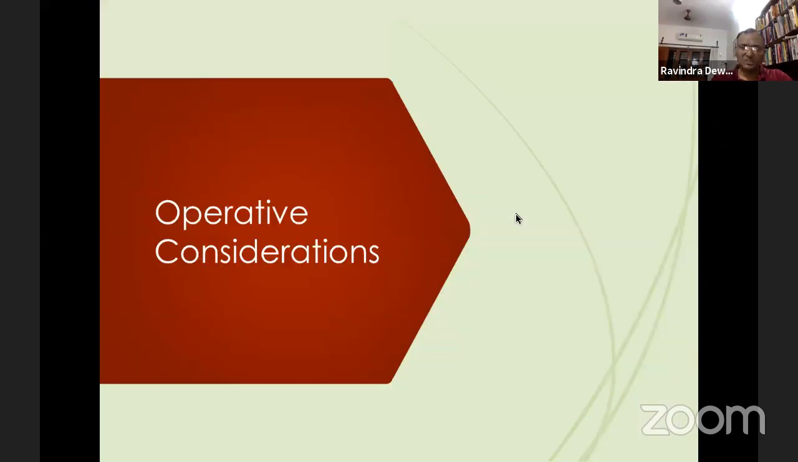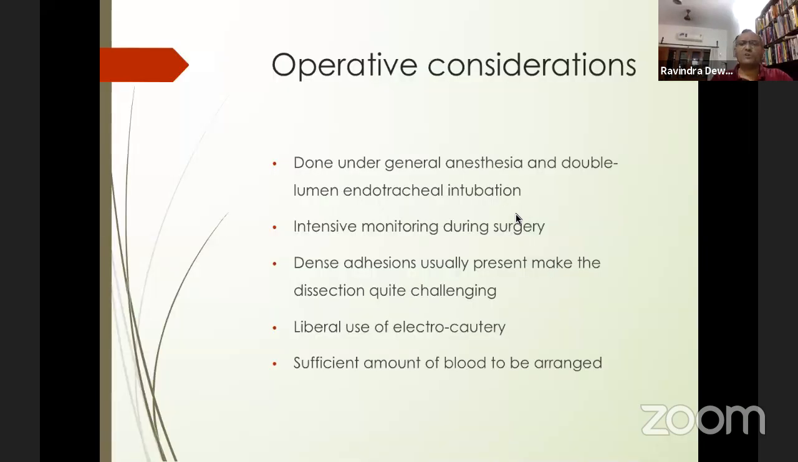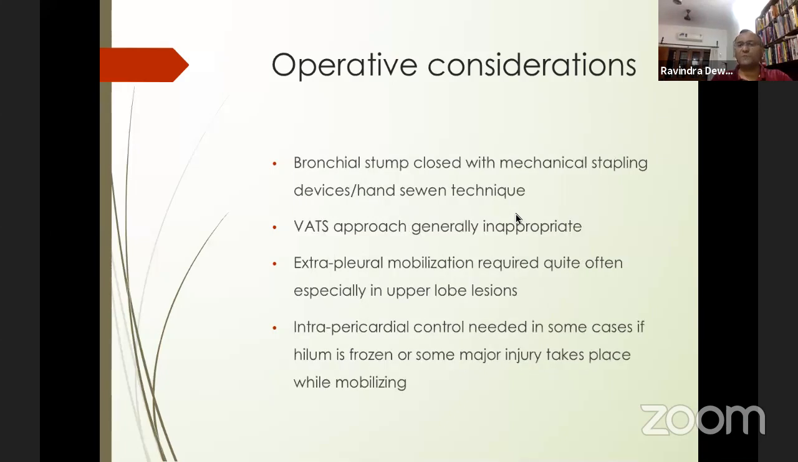What are the operative considerations? Most important is that in tuberculosis surgery, there are dense adhesions which make dissection quite challenging. There has to be liberal use of electrocautery and a sufficient amount of blood has to be arranged. The bronchial stump is closed with mechanical stapling devices and hand-sewn technique. VATS approach is generally inappropriate, but in cases presenting early and with sufficient experience, it can be useful in occasional cases. Extrapleural mobilization is required quite often, especially in upper lobe lesions. And intrapericardial control is required if the hilum is totally frozen or some major injury takes place while mobilizing. These are technically difficult cases, generally speaking.